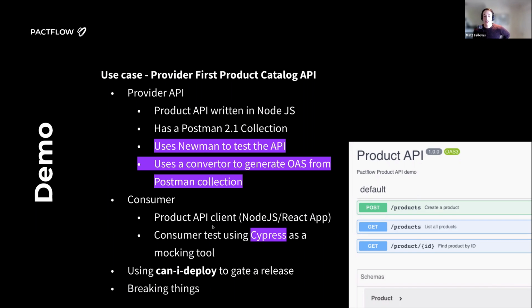On the consumer side, we're going to have a React app, again, a Node/JavaScript app. And we're going to test that using Cypress. And we're going to use the Cypress mocking capabilities to keep that simple. So in this workflow, there's no Pact. There really is no Pact here at all. We're not using the Pact library. We're using 2 separate tools that the teams are comfortable with. Of course, we're going to use can I deploy to gate release, and we're going to break things. We'll show you how to break things.